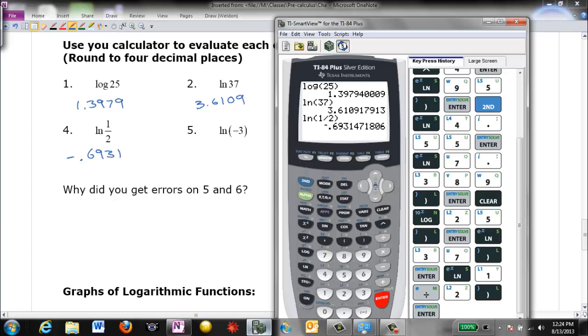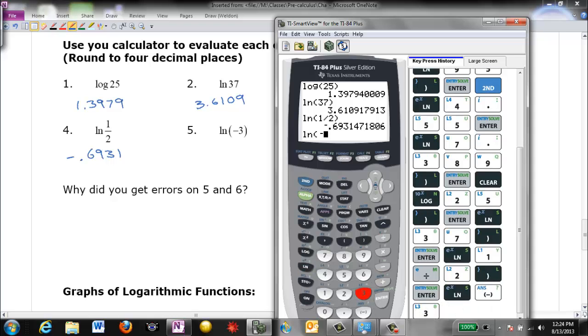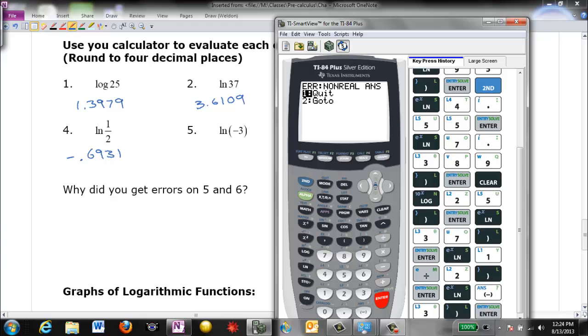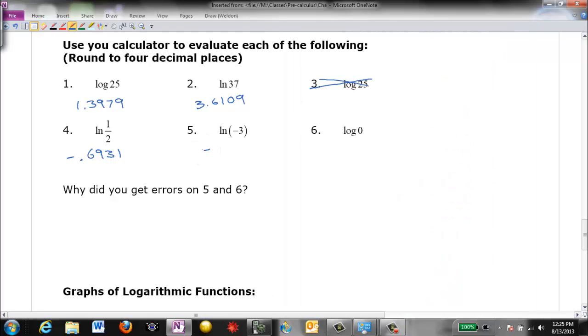And let's try number 5. Okay, so number 5, we have the natural log of negative 3. So I'm going to hit natural log, negative 3, close parentheses, and enter. And we get an error. Well, it says use the calculator, so we got an error. You should probably start thinking about why we are getting an error here. What is wrong with negative 3 that the calculator can't evaluate this natural log? It seems easy enough. But for right now, I'm just going to put an error here because the calculator won't do it. We'll talk about why in just a minute.